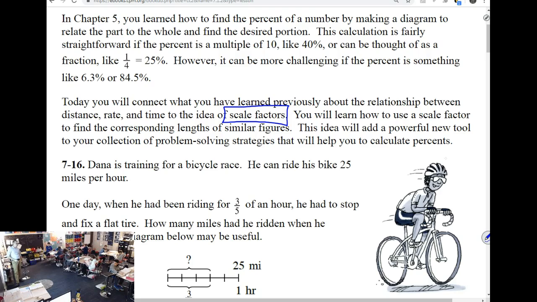Scale factor tells us if we're getting bigger or smaller. So if our scale factor is less than 1, like 1/2, 1/4, 1/8, this is a shrink, getting smaller.